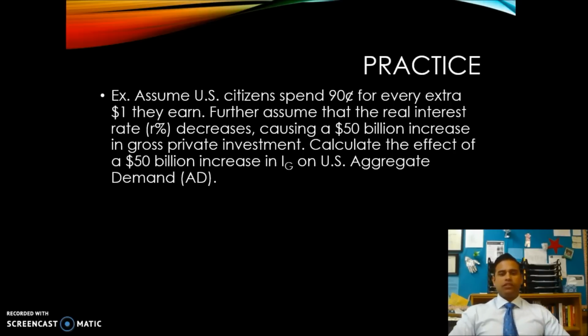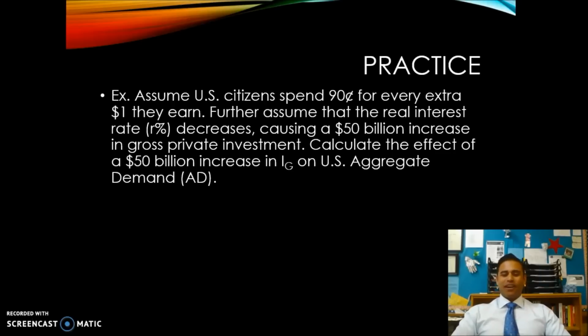Assume that a U.S. citizen spends 90 cents for every extra dollar they earn. Further assume that the real interest rate, which is just a small r, decreases, causing a $50 billion increase in gross private investment. Calculate the effect of a $50 billion increase in gross private investment on aggregate demand. So go ahead and take a moment and do that now.